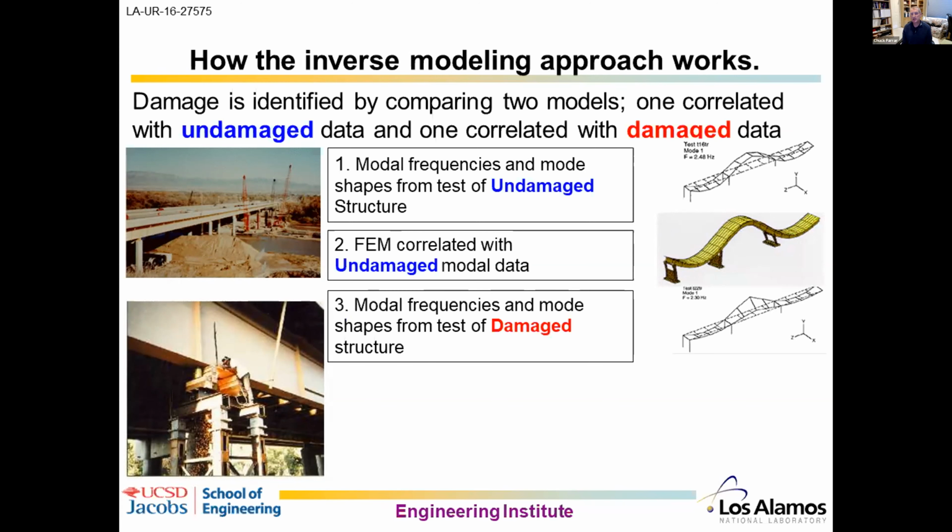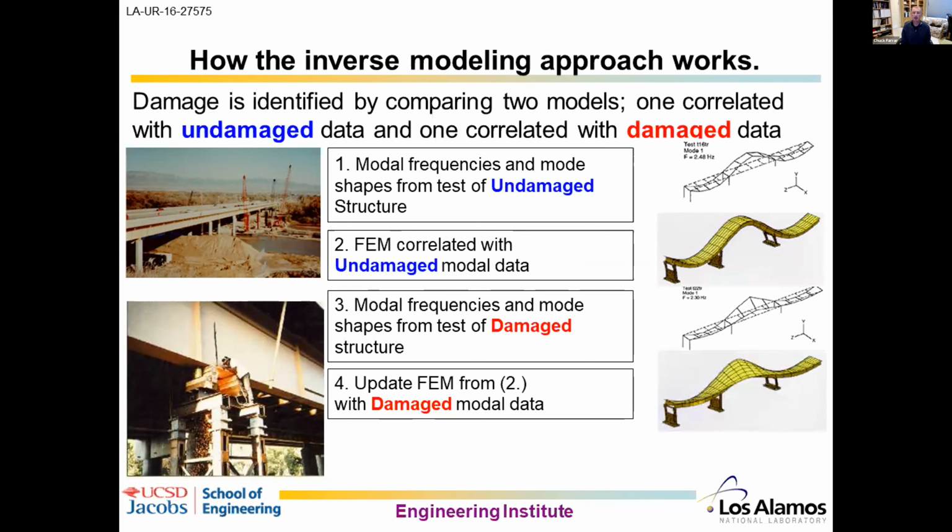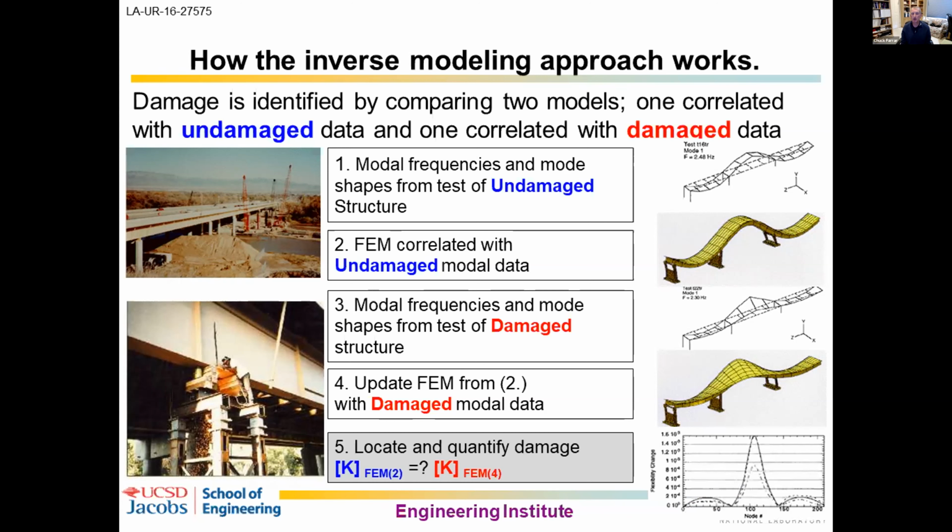Then we introduced damage, repeated the measurements, and updated our finite element models based on the damaged data. Then we compared the stiffness indices of those two models to give us an indication that damage was present, where the damage was, and an estimation of the extent of damage. That looks like a really good approach, but there are some real big problems with it.